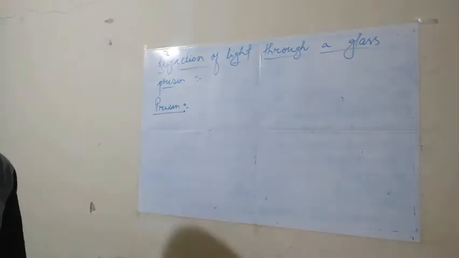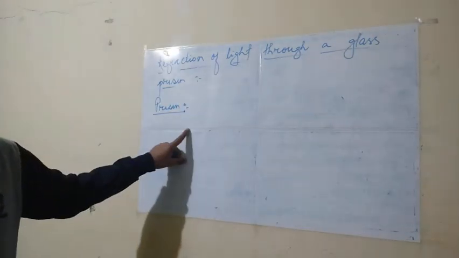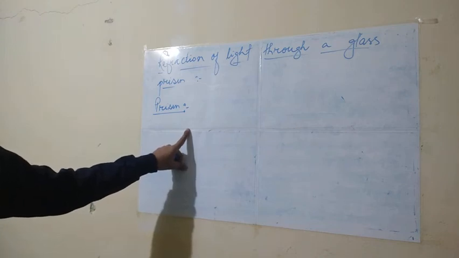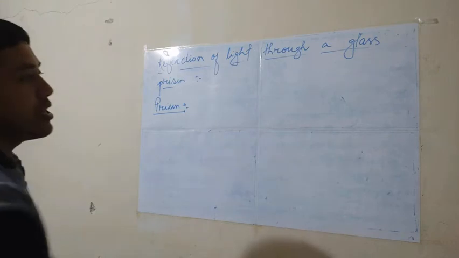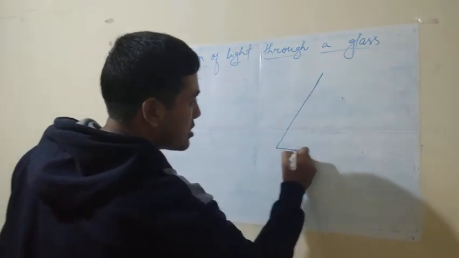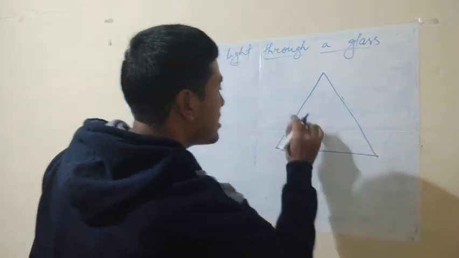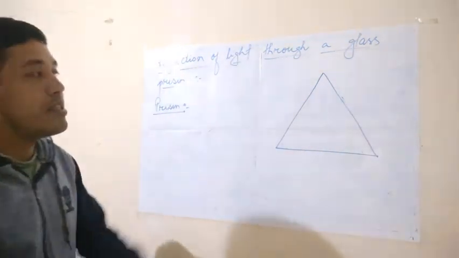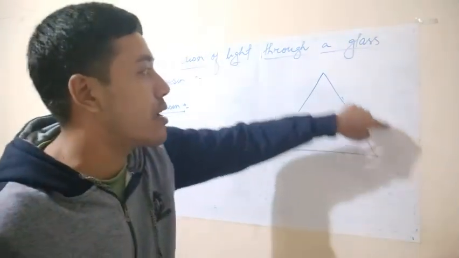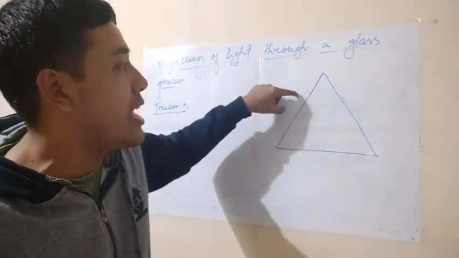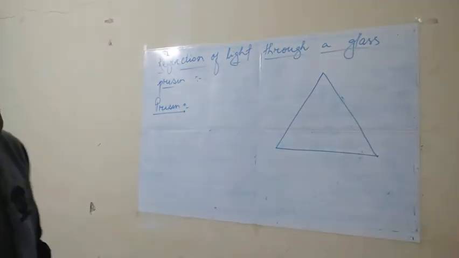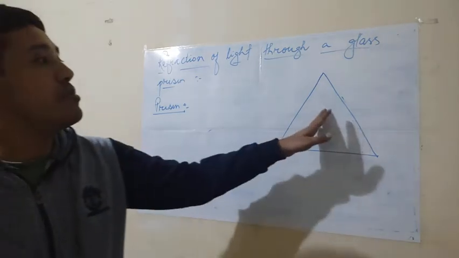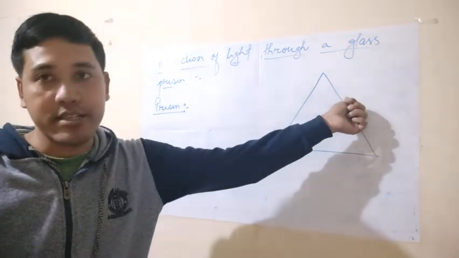We need to understand what this prism is. A prism is a homogeneous, transparent, reflecting media bounded by at least two non-parallel surfaces inclined at some angle. That is, this is a prism. See, I am drawing that this is the prism. These two surfaces are non-parallel. This is a transparent glass made up of homogeneous material, meaning the lengths of these three sides are nearly equal.